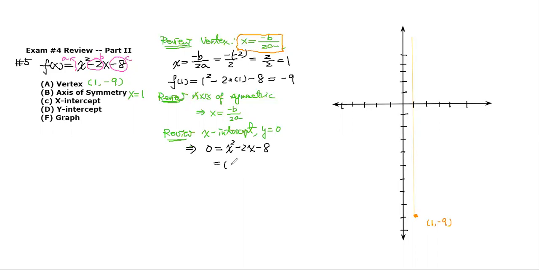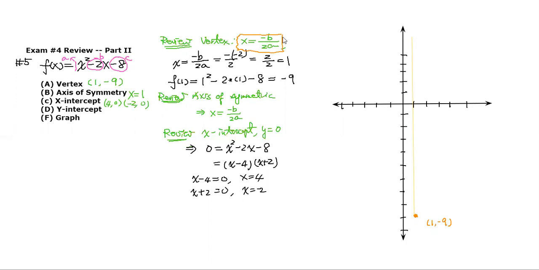Then we factor. This is x minus 4 and x plus 2, right? Now you set each one equal to 0. So x minus 4 equals 0, so x equals 4. Then x plus 2 equals 0, so x equals negative 2. Those are the two x-intercepts, so it will be 4, 0 and negative 2, 0.